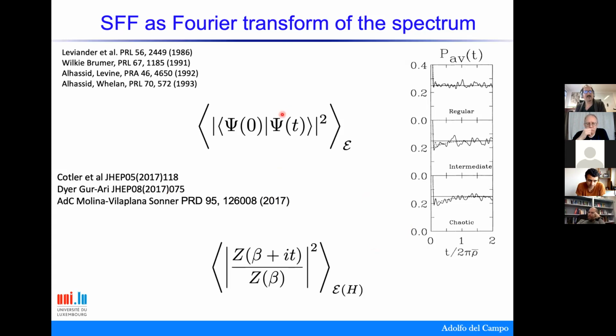Some of these studies changed the emphasis a bit. They started to look at this object, which is just the absolute square value of the partition function when the temperature is analytically continued to the complex plane, taking instead of beta, beta plus iT. There's a direct relation between these two quantities that we discussed at length in this PRD. This expression can be recast as a survival probability of a state such as the one I presented before, which is the thermofield double state, or even a coherent Gibbs state of a single copy.